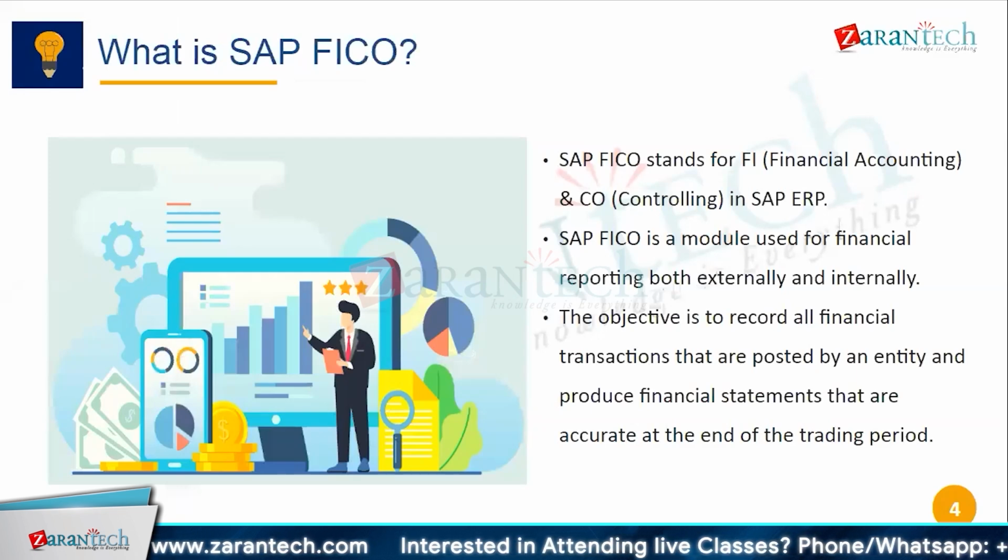So what is SAP FICO? In SAP FICO, FI stands for financial accounting and CO for controlling. The SAP FICO is a module that is used for financial reporting both externally and internally. The objective is to record all financial transactions that are posted by an entity and produce financial statements that are accurate at the end of the trading period.